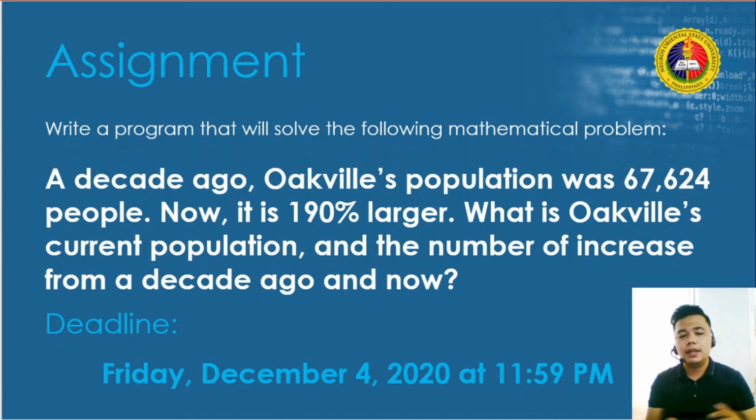Your goal is to determine the current population after the 190% increase, and you also have to determine the number of increase. So basically, what is 190% of 67,624? Your program is expected to perform two outputs. First is to determine the current population, and then of course the increase of the population. The deadline would be Friday, December 4, 2020 at 11:59 p.m.